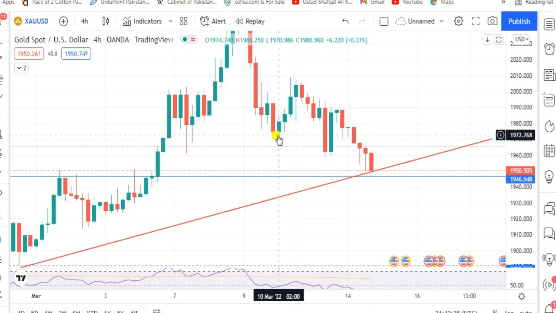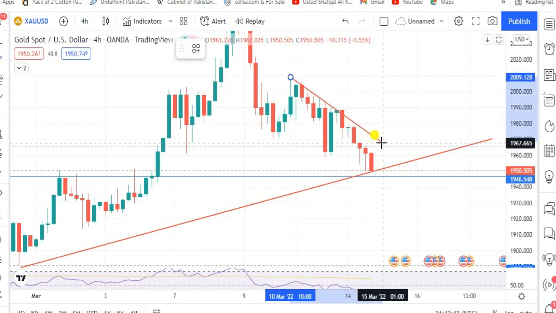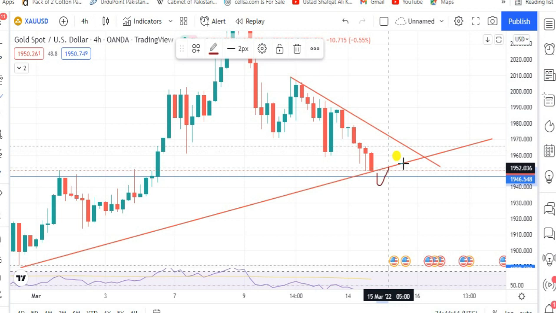Right now, if you draw a trend line from here, the market is still in the range. It also looks like a triangular pattern. So we will wait and see if the market breaks this area.